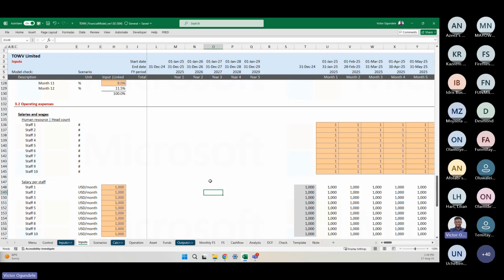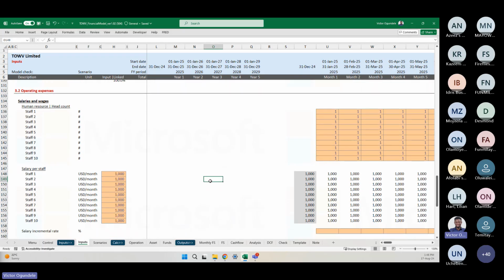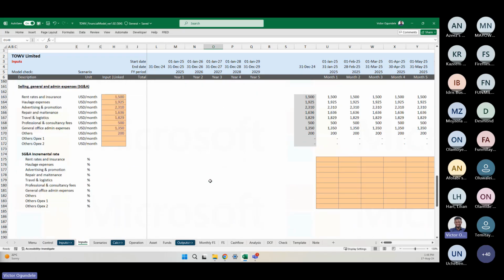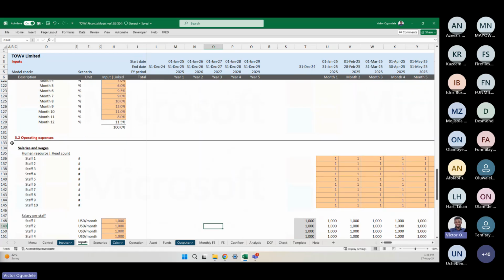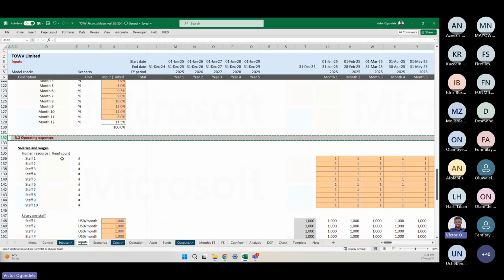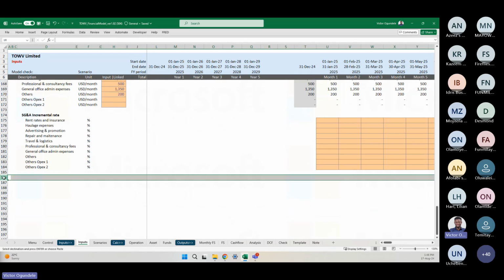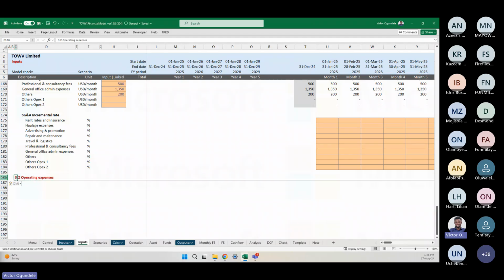All right. The story must also be seen in your working capital. So under operation, I'll copy this operating expenses header, just add an additional row, and let's call this 3.3, and this will be my working capital.